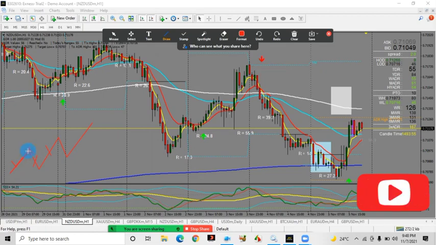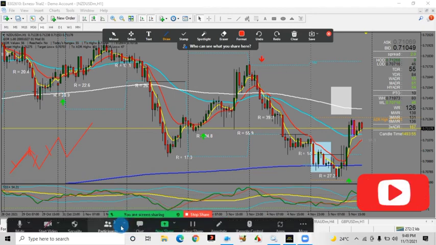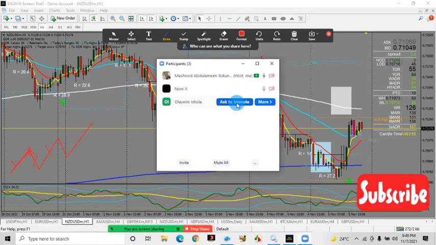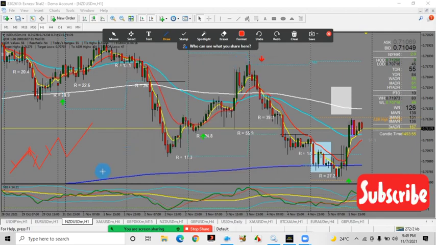You will highlight it, both the wick and the body. Though some people have the opinion that we should not consider the wick, while some have the opinion that we should consider the wick.